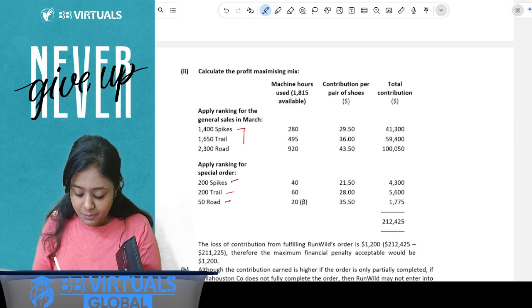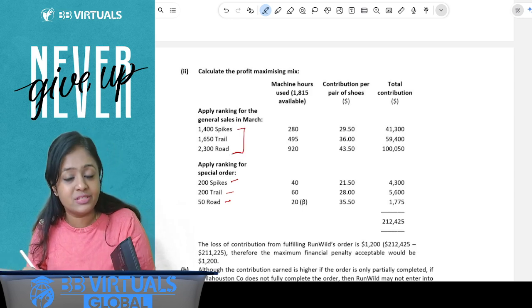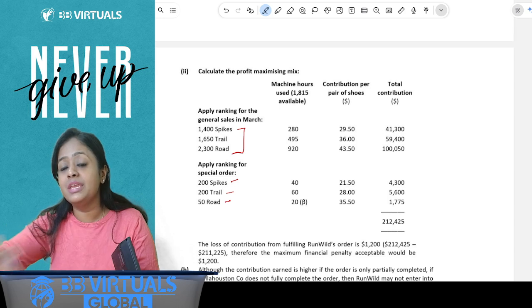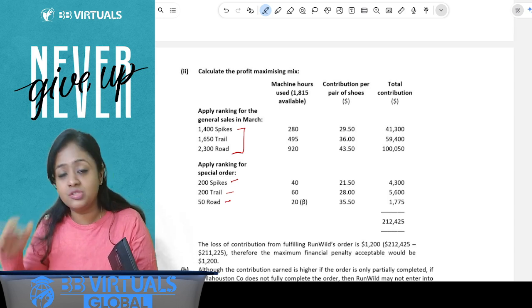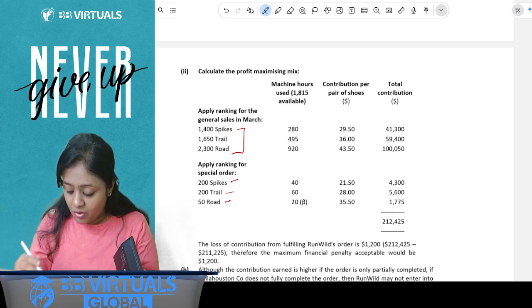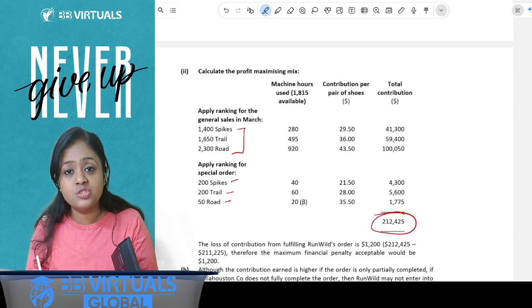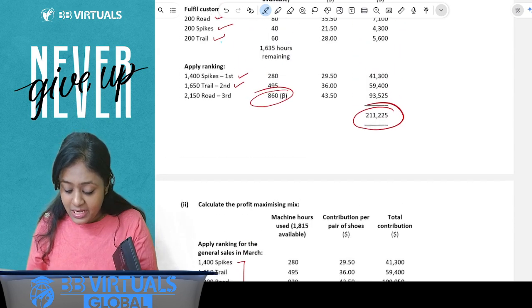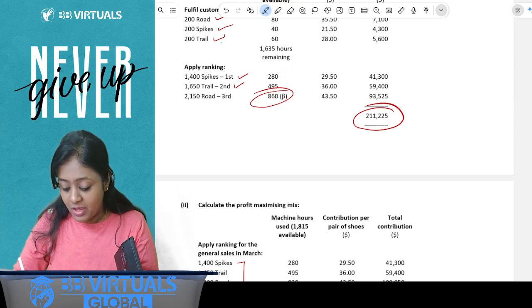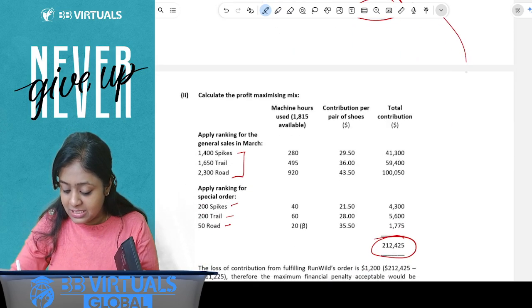And we made the existing production in full because the requirement was that now there is no need that the Runwile products will be made in full. So they are placed at the end. Now here what do you see, the contribution is increased, not decreased. It is increased to 212,425, and here it was 211,125. So this is the increase that is taking place.